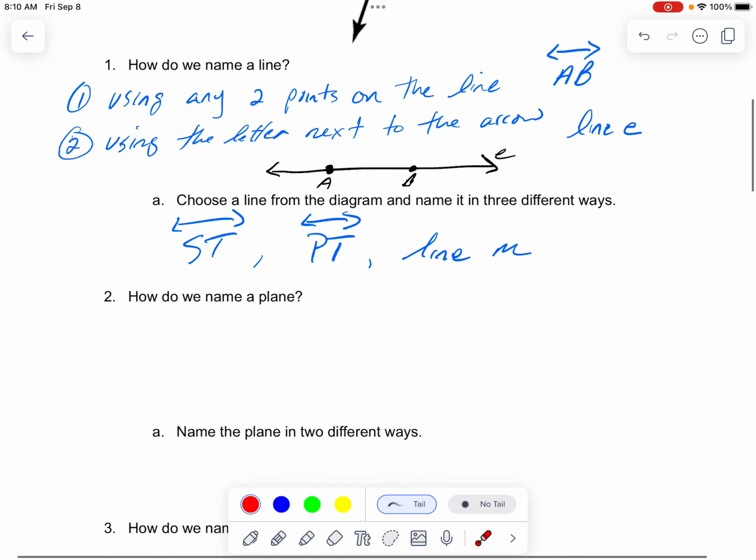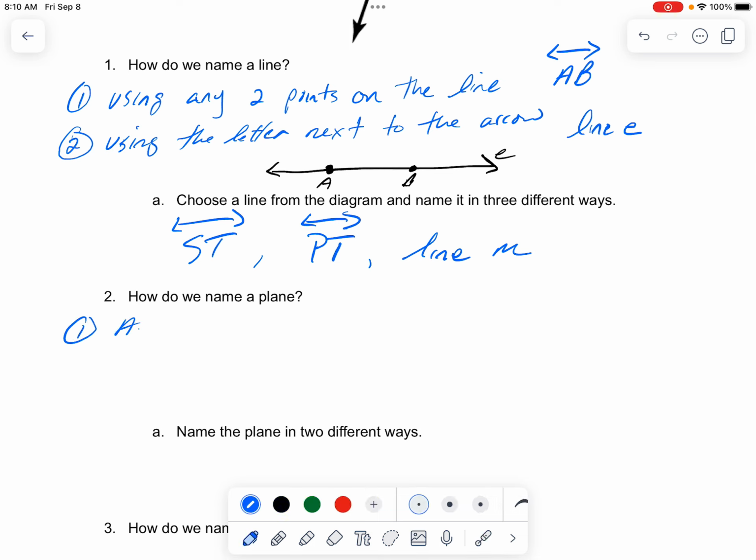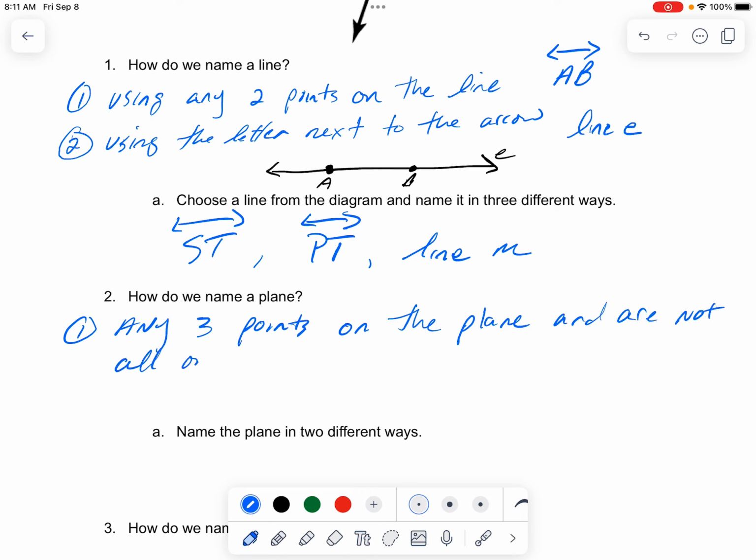Next thing we're going to look at, how do we name a plane? Again, there are 2 different ways. First way, any 3 points that are on the plane. They have to be on the plane that we're trying to name, and are not all on the same line. And the second way, similar to the line, is by the uppercase letter in the corner of the plane.